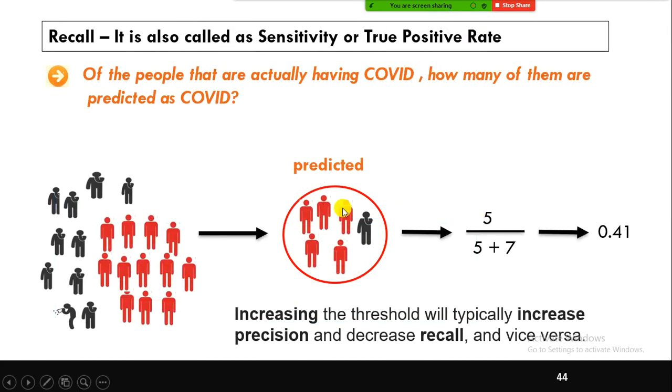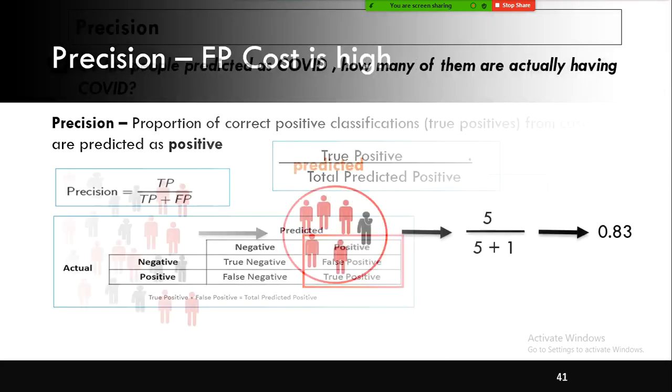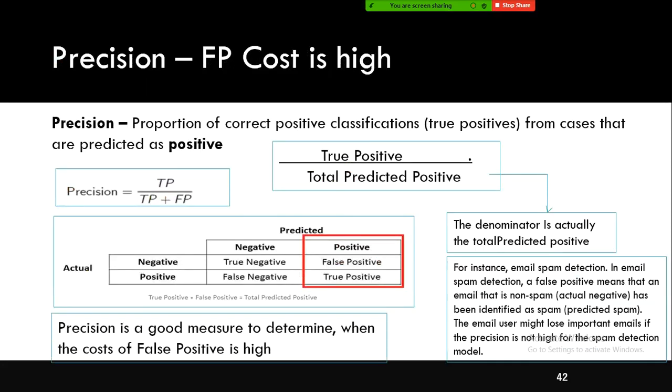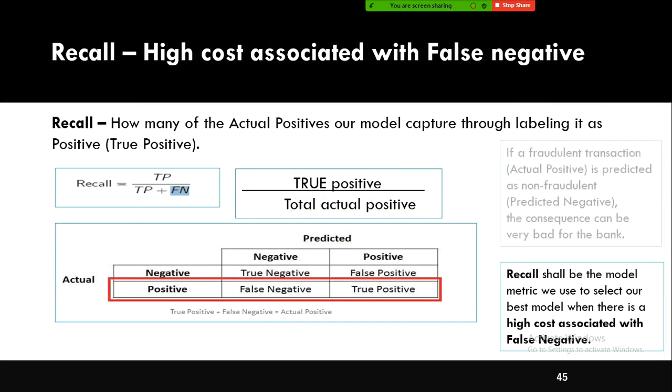What is true positive here? 5 here, right? And true positive is 5 plus false negative, the remaining 7. Those 7 people were not correctly classified by my model. 5 divided by 5 plus 7, 0.41. My sensitivity or recall is 0.41. Hope you understood the difference between precision and recall with this example. And next, when am I supposed to use recall?